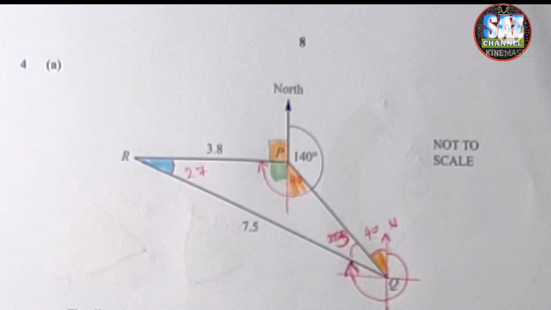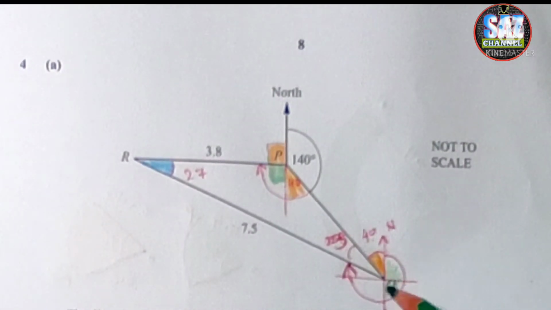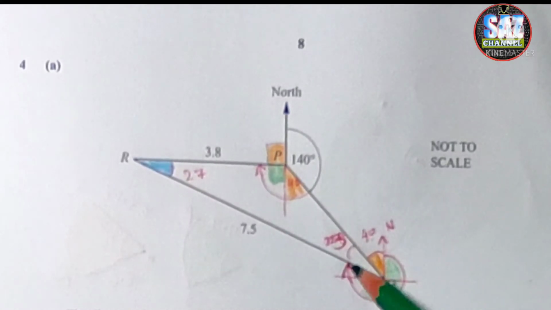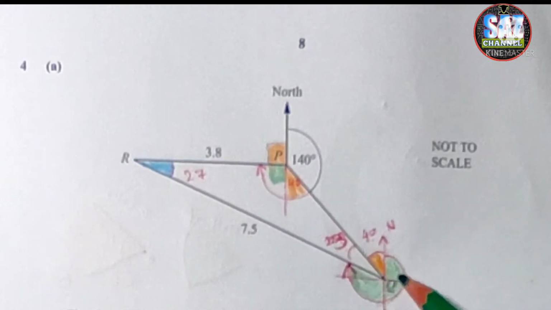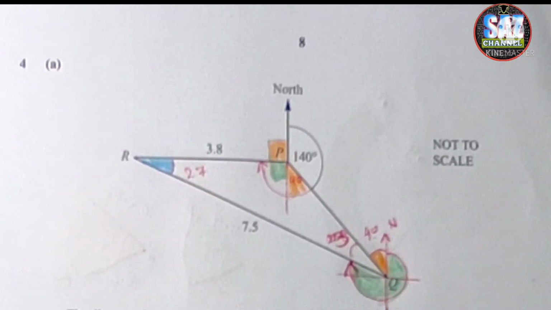So the easy way is, in order to get the bearing of R from Q, we have to take away the sum of 40 and 23 from what, students? From 360 degrees. Okay, that is the easy way of finding the bearing. Really easy and interesting question. And let's move to the next question.